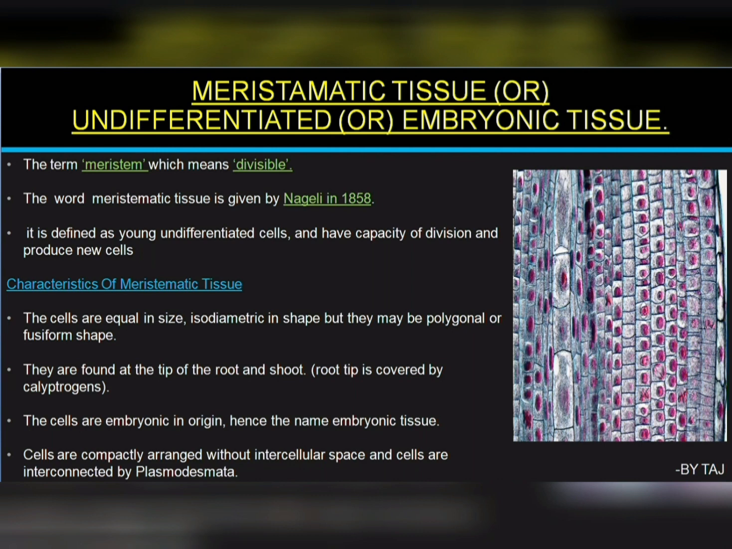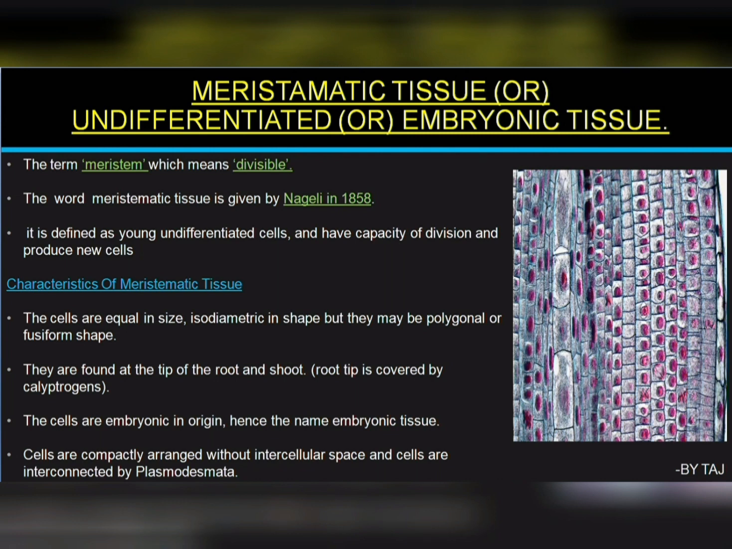Coming to the general characteristics of a meristematic tissue. The cells are equal in size and isodiametric in shape, but they may be polygonal or fusiform in shape. They are also found in the tip of a root and shoot. In the tip of the root and shoot system, we are going to identify these kinds of meristematic tissues. The cells are embryonic in origin, hence the name embryonic tissue, because it originates from embryonic cells.